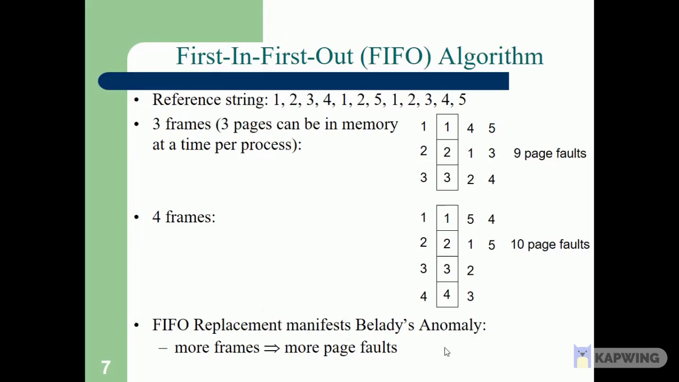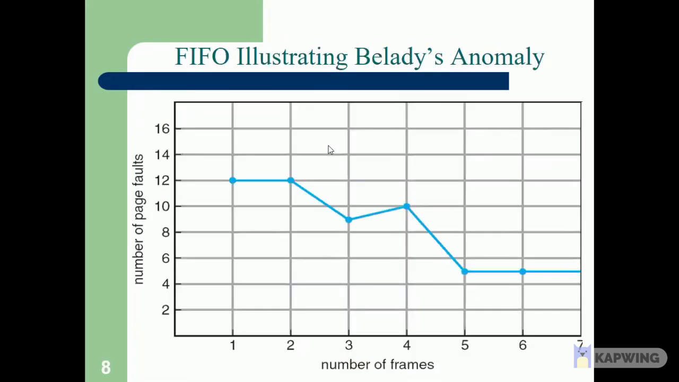More frames, that is, more page faults will occur. Suppose the number of page frames increases, the number of page faults will increase. That is a drawback or disadvantage of the FIFO page replacement algorithm. So this is your first in first out algorithm. So here we can find FIFO illustrating Belady's anomaly: number of page faults versus number of frames. If the number of frames increases, the number of page faults also increases in the FIFO page replacement algorithm.